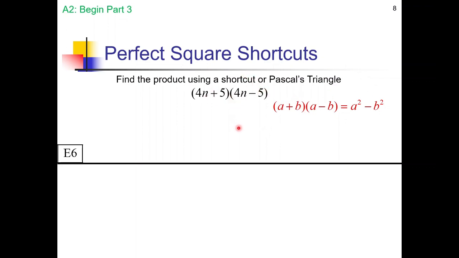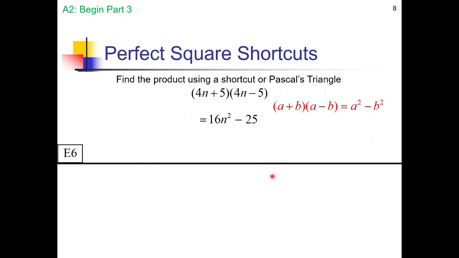Alright, so let's see how that went. 4n squared is going to be 16n squared, and then 5 squared is 25, and it's always a minus on this shortcut, so minus 25. And that's it. There was no need to distribute things out. If you had, you would have had like a negative 20n and a positive 20n in the middle that you could have canceled. This just saves us a little step.